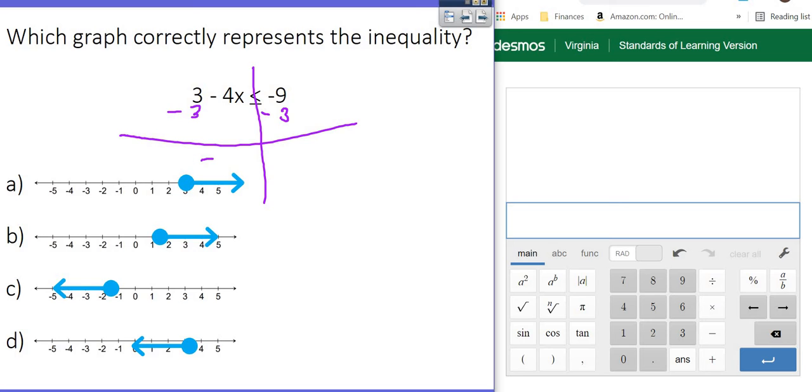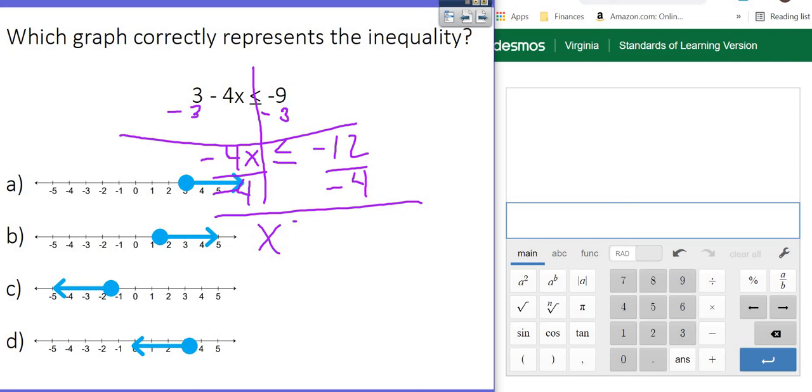So I'm going to bring down negative 4x less than or equal to negative 9, and negative 3 is negative 12. Then I'm dividing by a negative 4, which makes some magic happen. That means that inequality has to flip. And your answer is x greater than or equal to 3. So it's going to be a closed circle on a 3, and it's going to go to the right. So it's got to be this one right here. Okay? Alrighty, let's look at the next one.